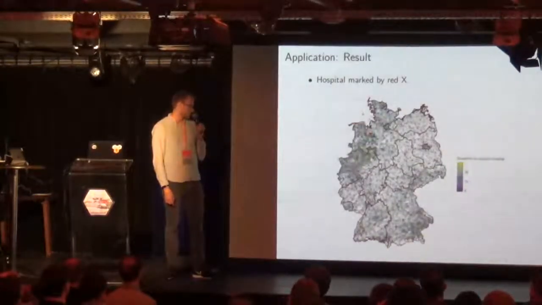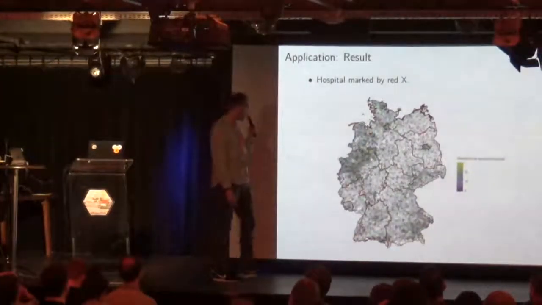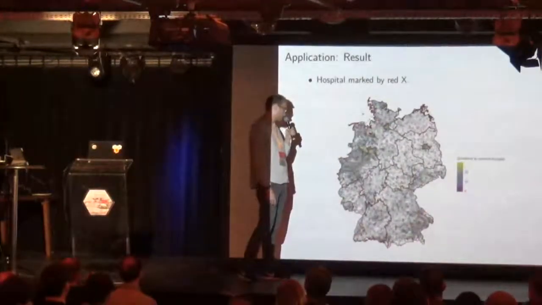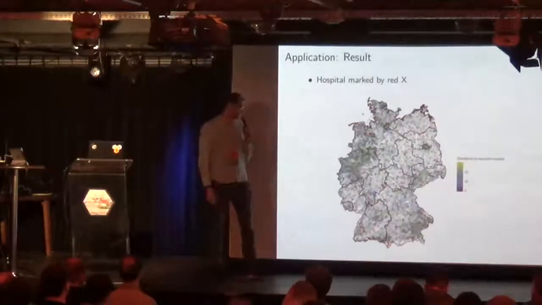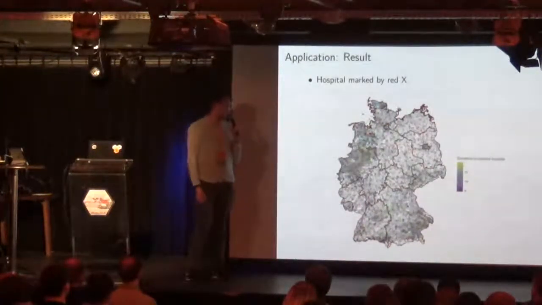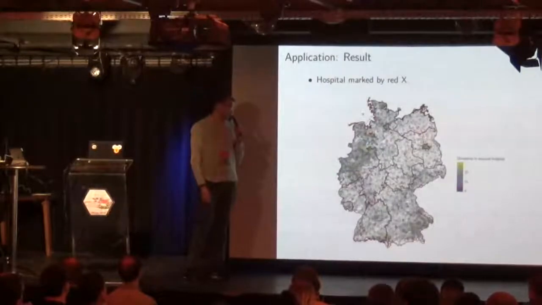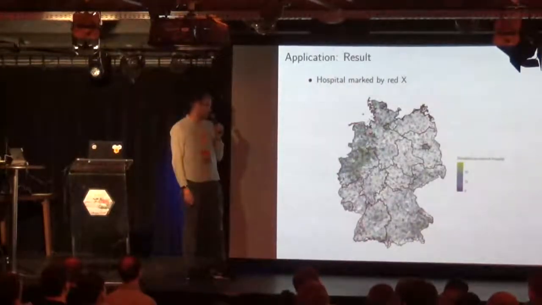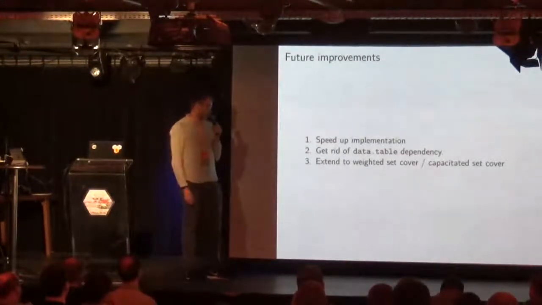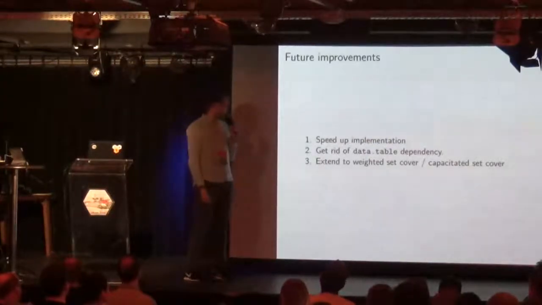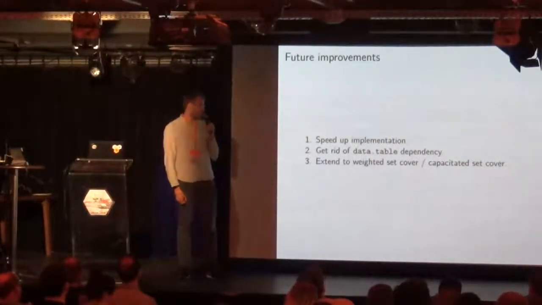Here would be just a visualization of the results. It's probably not very well visible back in the room, but the red crosses are the found hospitals. And those are distributed across Germany. If you look a little bit closer, then you find out that the result is pretty much driven by sparsely populated areas.